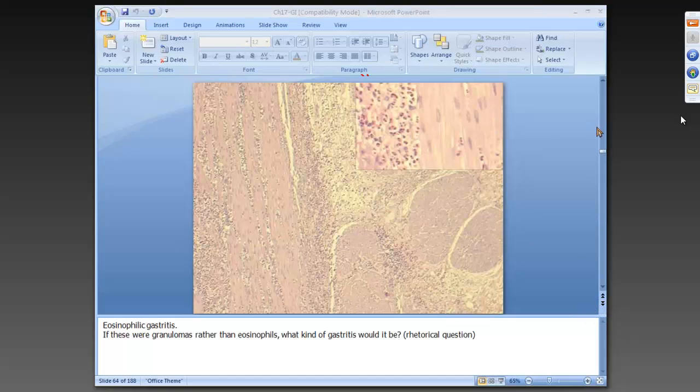This is eosinophilic gastritis, presence of eosinophils, sure, but these were granulomas rather than eosinophils. What kind of gastritis will it be? Would it be the eosinophilic gastritis? It's a rhetorical question, just to mess with you. Lots of eosinophils. Let me use a spotlight.